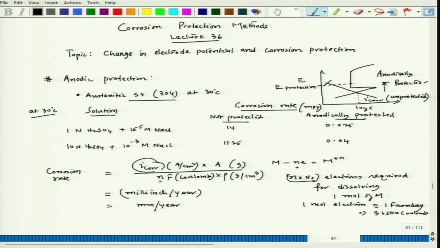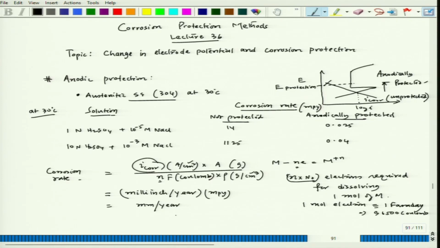Okay. And that relation we can indicate. So, we can convert this particular corrosion rate in terms of milli-inch per year, which is nothing but MPY, or millimeter per year. Only thing is this distance unit should be converted into milli-inch or millimeter.